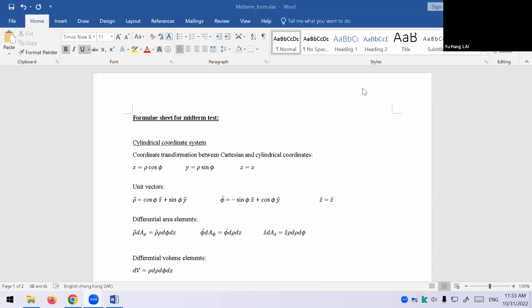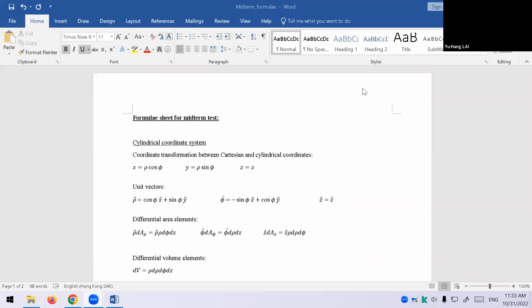First thing I want to clarify about the formulas that will be provided in the midterm. In the previous document, I think I told you that I'll provide the coordinate transformation formula between different coordinate systems, and then I told you that I'll provide the gradient, the curl, and the divergence for the cylindrical and spherical coordinates.